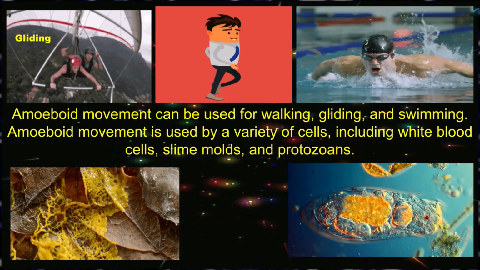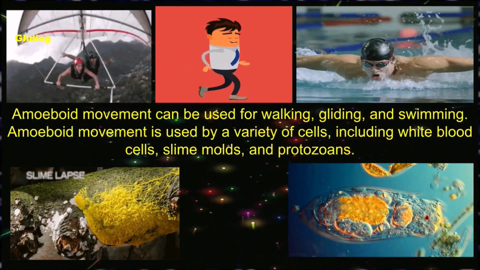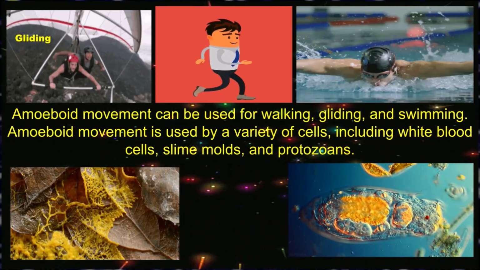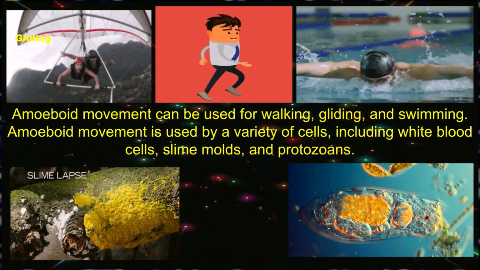Locomotion. Amoeboid movement can be used for walking, gliding, and swimming. Amoeboid movement is used by a variety of cells including white blood cells, slime molds, and protozoa.